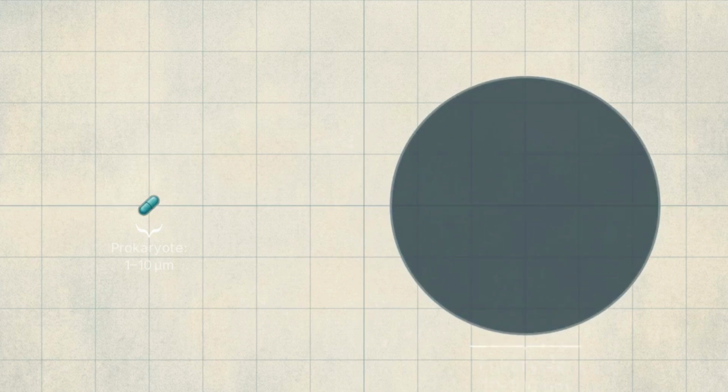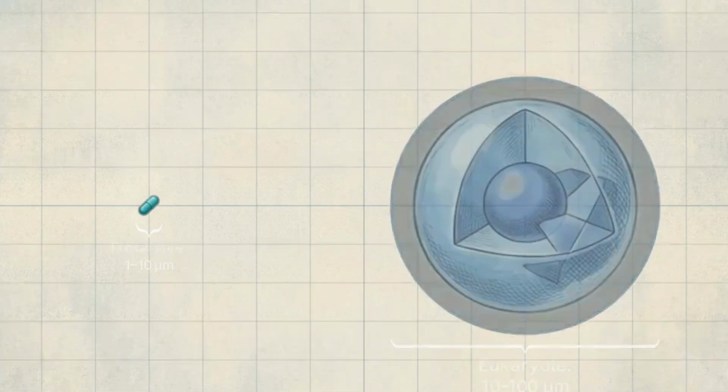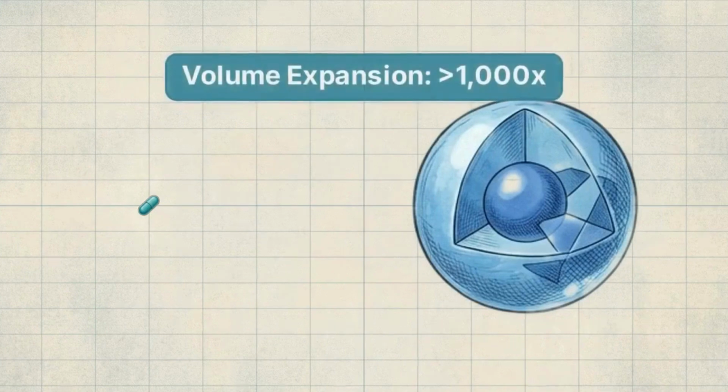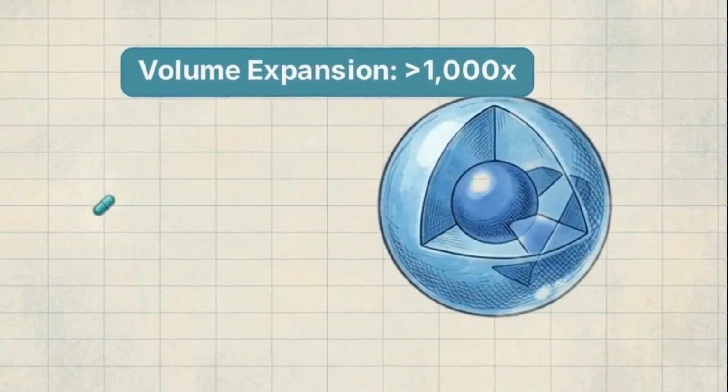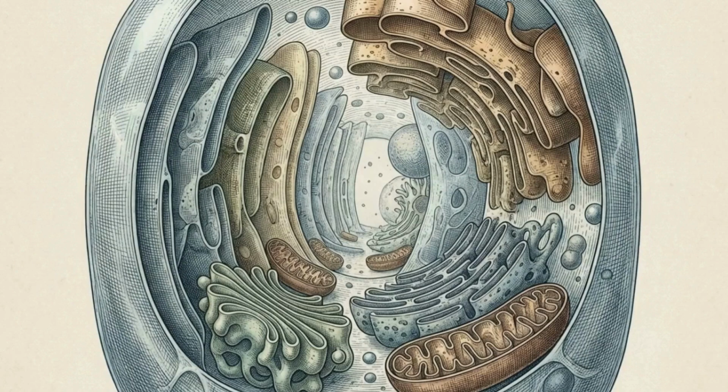These prokaryotic cells are incredibly small. A typical bacterium measures 1 to 10 micrometers in diameter. Eukaryotes, however, stretch from 10 to 100 micrometers. In 3 dimensions, this increase gives a eukaryotic cell a volume at least 1,000 times greater. Managing that immense physical space requires a completely different internal architecture to keep the cell alive and functioning efficiently.